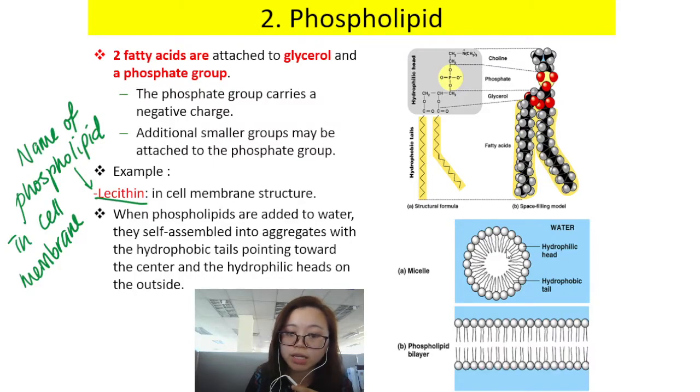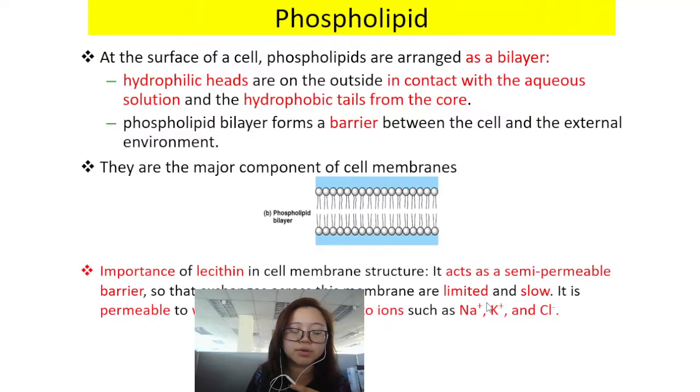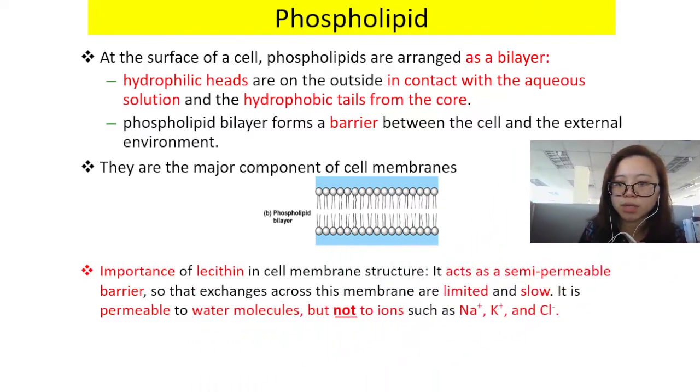When you have 2 layers of this, then you can have the phospholipid bilayer. Okay, let's talk about phospholipid bilayer. At the surface of a cell, they will be arranged as a bilayer. The hydrophilic cell. Ini lebih kurang apa yang kamu sudah pernah belajar pasal plasma membrane sebelum ni. And phospholipids, particularly lecithin, will be the major component of plasma membrane. Diorang yang jadi main component lah dalam plasma membrane.